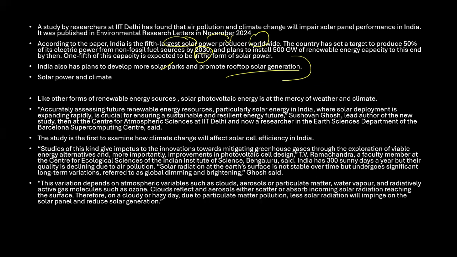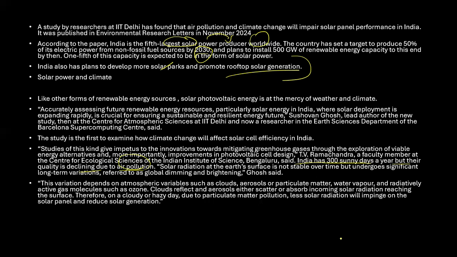India has around 300 sunny days per year. Okay, let us assume that we have 300 sunny days, but their quality is declining due to air pollution. Global dimming and brightening trends affect the solar radiation levels on the Earth's surface. Factors like clouds, and there are a lot of aerosols like dust particles and particulate matter in the atmosphere.